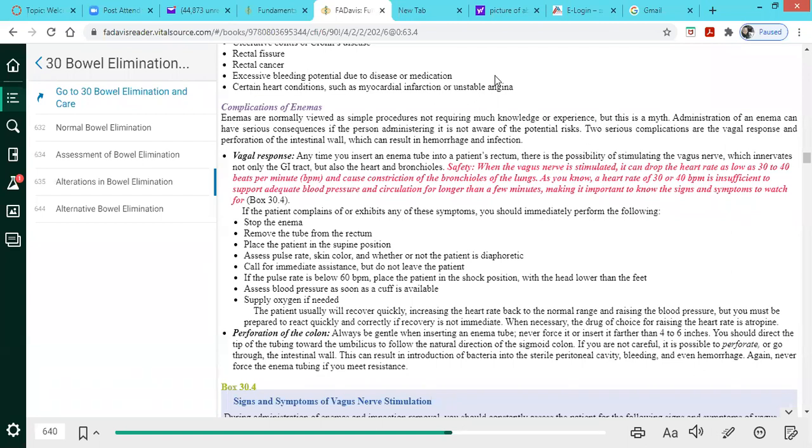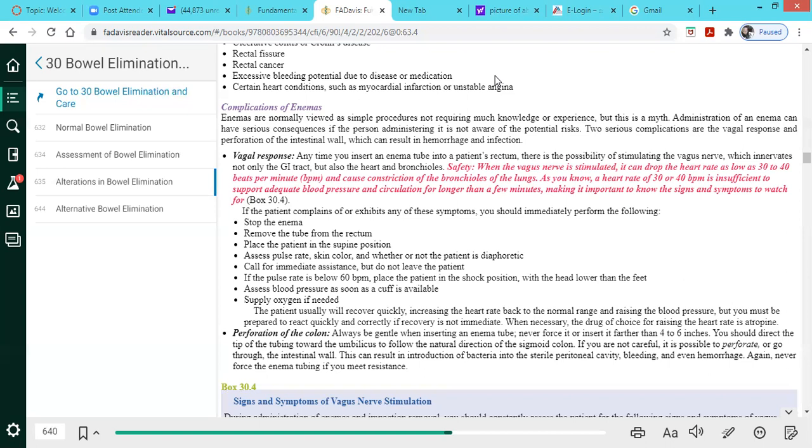Anytime that an enema is inserted into the anus, it can stimulate the vagus nerve. And with stimulating the vagus nerve, that's when a vagal response occurs. With the vagal response, the signs and symptoms of the vagus nerve being stimulated are the drop in heart rate, chest pain, shortness of breath, feeling nauseated, that type of thing, and pallor.